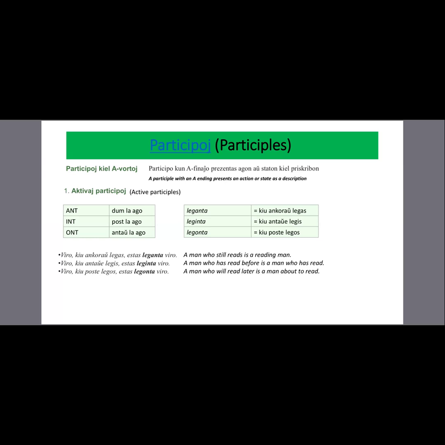"Viro kiu poste legos estas legonta viro." A man who will read later is a man about to read. You can see here, "legonta" is a future action. If you are going to sing tomorrow, "vi estas cantonta". If you are traveling tomorrow, "vi estas voyagonta". You can see "onta". If something is happening tomorrow, it is "onta"; if it happened yesterday, you can use "inta"; but if an action is happening today, it is "anta".